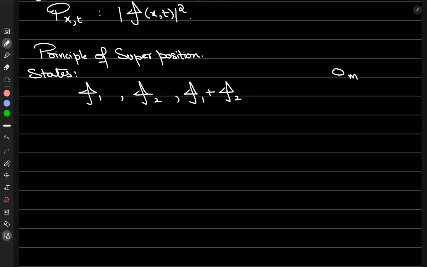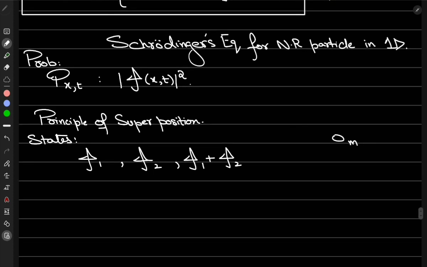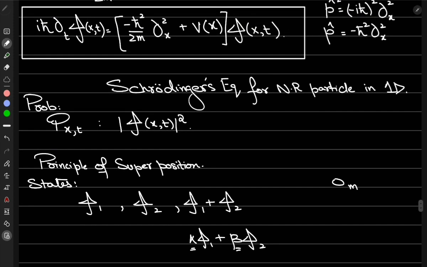So mathematically, again, this means that if I have these functions psi 1 and psi 2, and if these are solutions to the Schrodinger equation, then any linear combination of them, psi 1 plus psi 2, which I should write as some alpha psi 1 plus some beta psi 2, where alpha and beta are the coefficients, is also a solution to the Schrodinger equation over here.